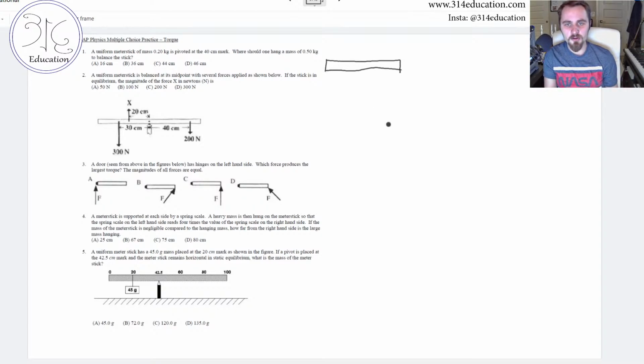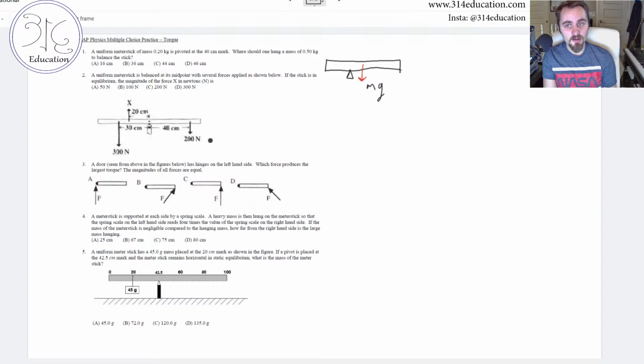So we've got our meter stick, and it's pivoted at the 40 centimeter mark, so not quite at the halfway point, and it has a mass of 2 kilograms. The fact that we are told it is uniform means that we expect its weight to act as a force at its center of mass, which we expect to be at the halfway point. That is a force of gravity, mg, for a mass of 2 kilograms.